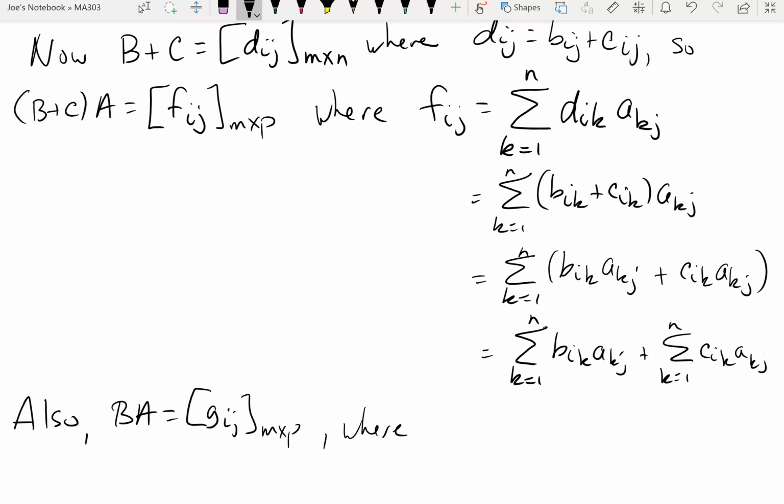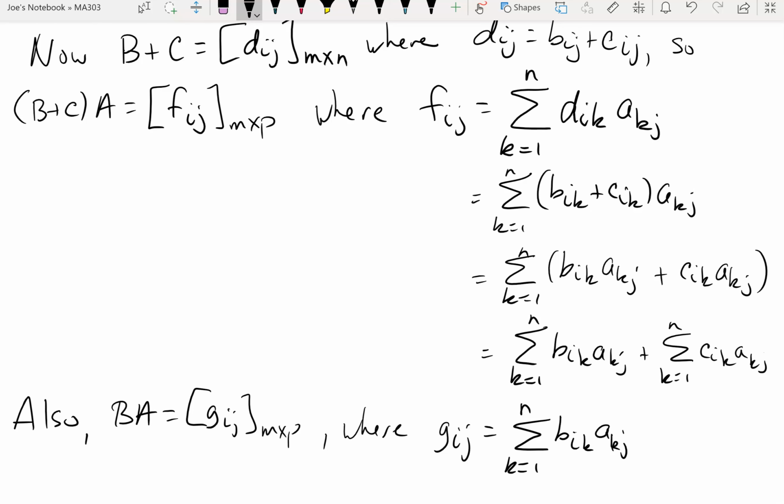And now I have to figure out what this general entry looks like. Well, it's a general entry of a product. For a general entry of a product, we've got to go across columns and down rows, right? So we get a summation idea. So this will be the sum k equals 1 to n, b sub ik, a sub kj, right? Because again, we're going across the columns of B and down the rows of A.